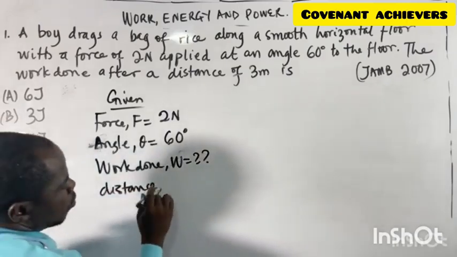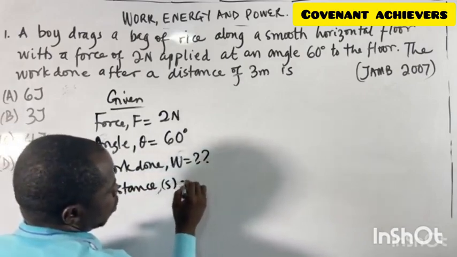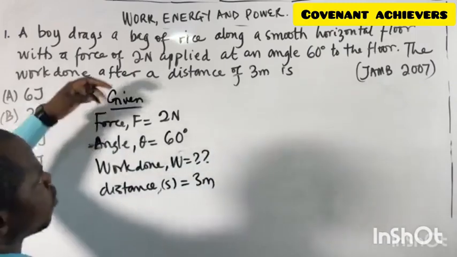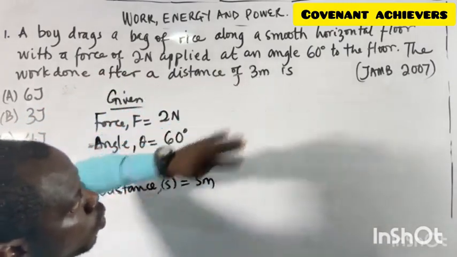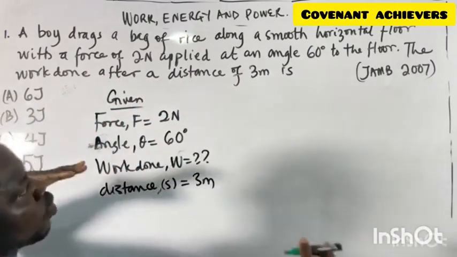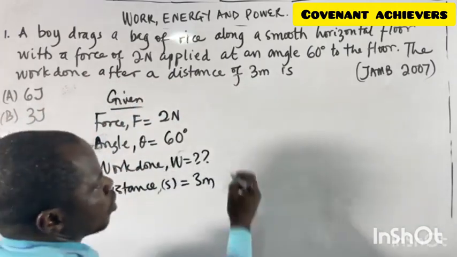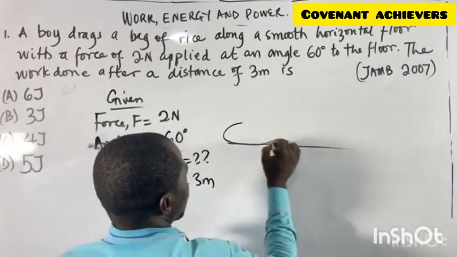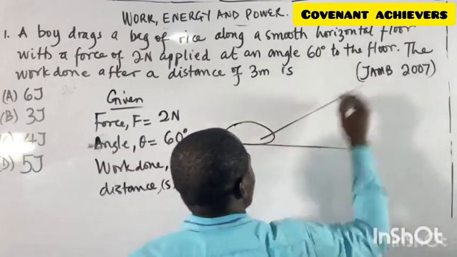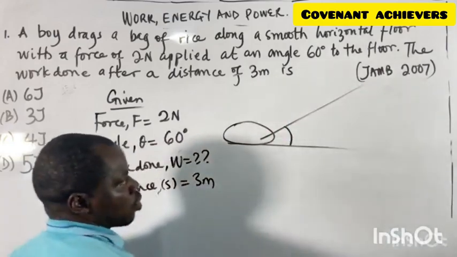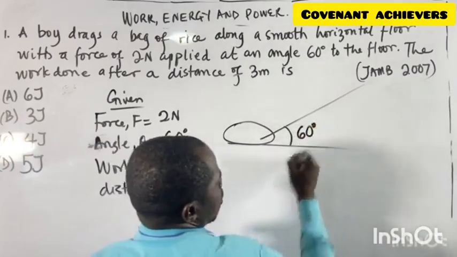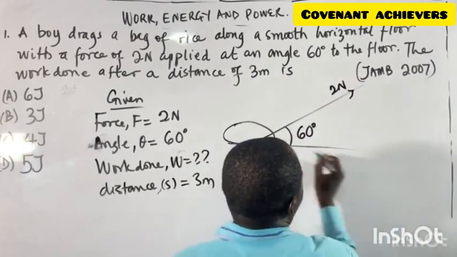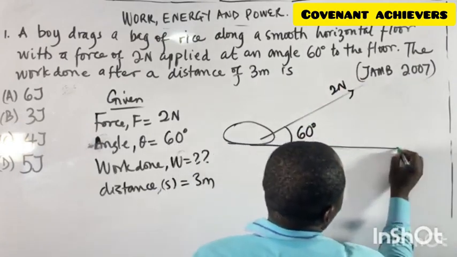Distance X is equal to 3 meters. You can see that this object is moved on a smooth horizontal floor. That is force along the horizontal floor. A bag of rice is dragged with a force, and the angle of inclination here is given as 60 degrees. This is the force, which is 2 newtons, and you have to calculate it along the horizontal floor.